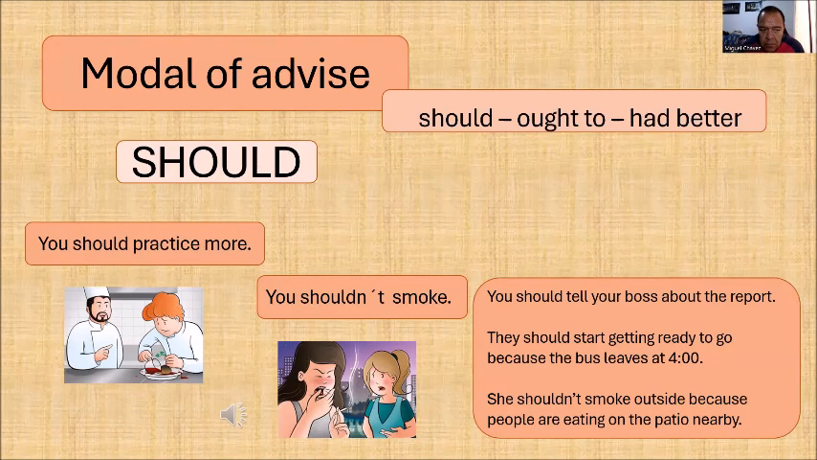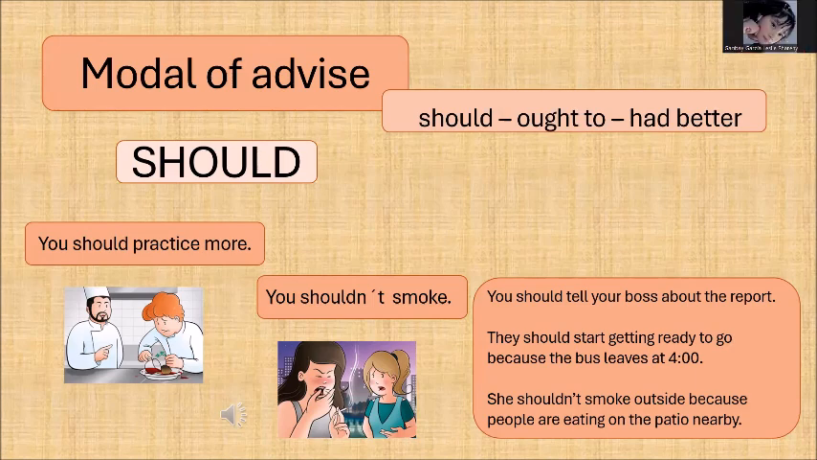Should. Using the modal of advice should is the most common way to suggest something to someone in English. The pattern is subject plus should plus base verb. For example, you should practice more. The negative form should not often gets contracted to shouldn't. For example, you shouldn't smoke.